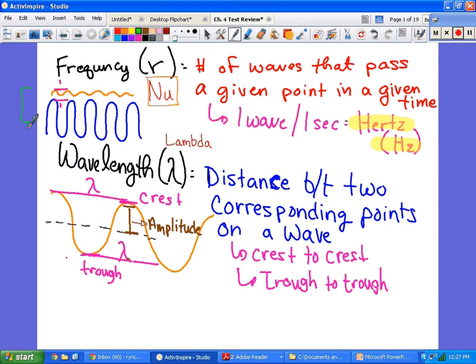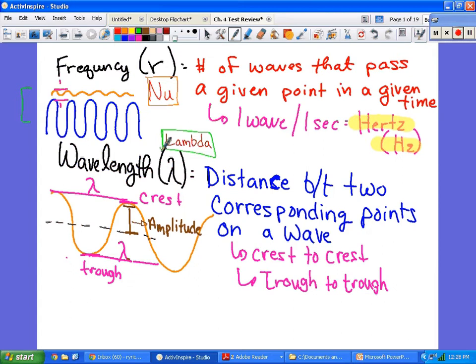Okay, well, we hadn't talked about wavelength, so let's talk about wavelength. So wavelength is a symbol of what? Lambda. Okay, and the definition of wavelength is the distance between two corresponding points on a wave. Now, there's two points on a wave. What are the two points? Crest to crest or trough to trough. So, we have a crest to crest or trough to trough. Again, I'm not a perfect drawer, but if I were, my crest to crest would be the exact same distance as my trough to trough.